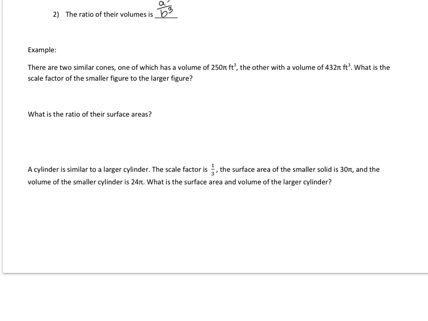There are two similar cones, one of which has a volume of 250 pi feet cubed, the other of which has a volume of 432 pi feet cubed. What is the scale factor of the smaller figure to the larger figure?